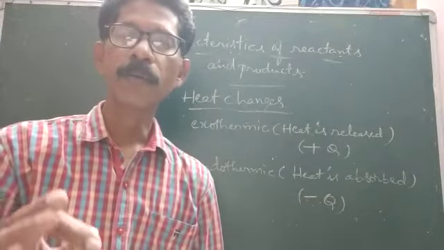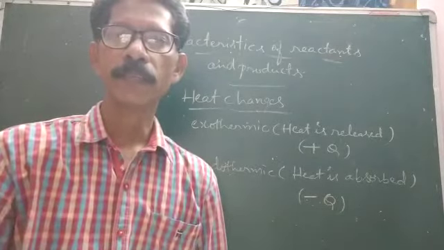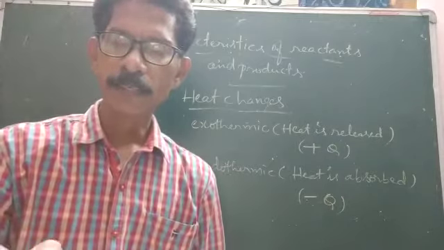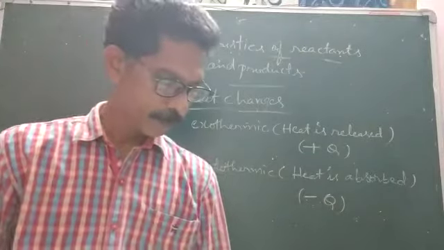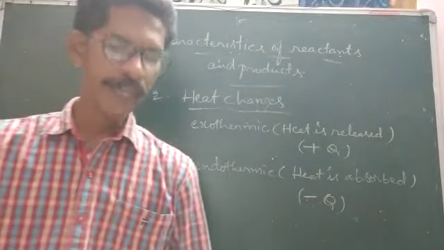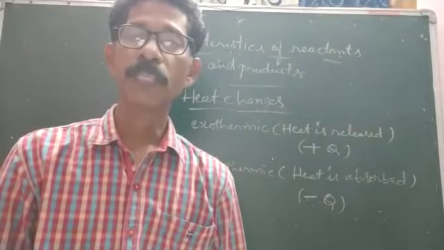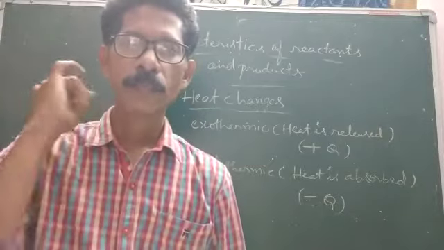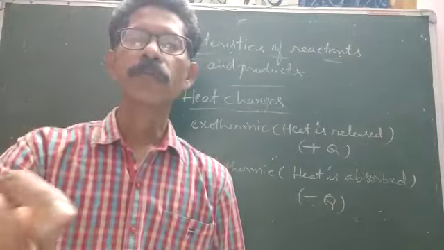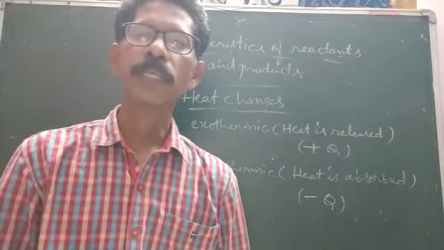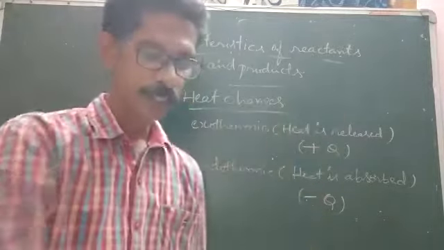Clear? For example, carbon dioxide. Carbon combines with oxygen to form carbon dioxide. In the formation of carbon dioxide, heat is released, that is an exothermic reaction. Another one, nitric oxide, N2 plus O2. In the formation of nitric oxide, nitrogen with oxygen, heat is absorbed. With the absorption of heat, nitric oxide will be formed. So that is an endothermic reaction. Okay, so this is expressing heat changes.